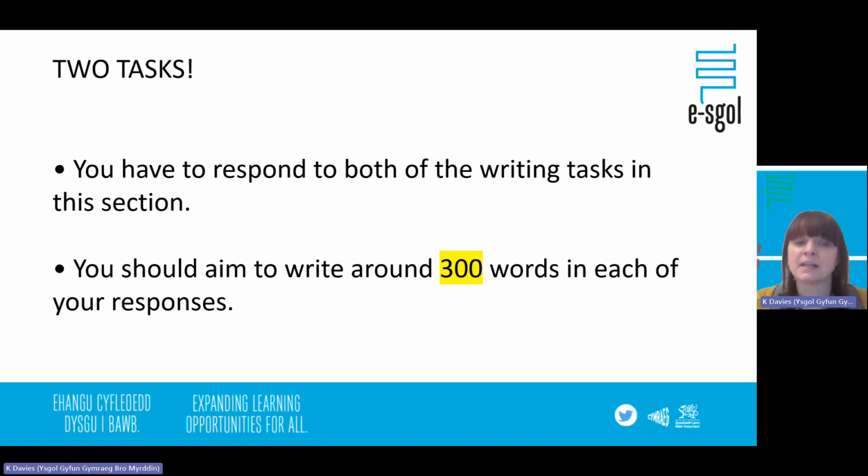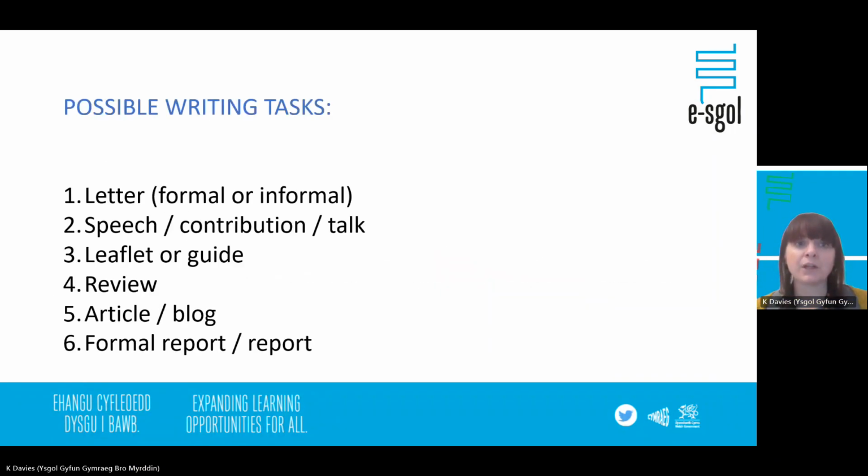So bearing in mind, in Unit 2, Section B, the writing section, you have 1 task. However, for Unit 3, Section B, there are 2 tasks. So the possible writing tasks that you may come across are things like a letter, for example, and this could be either formal or informal.